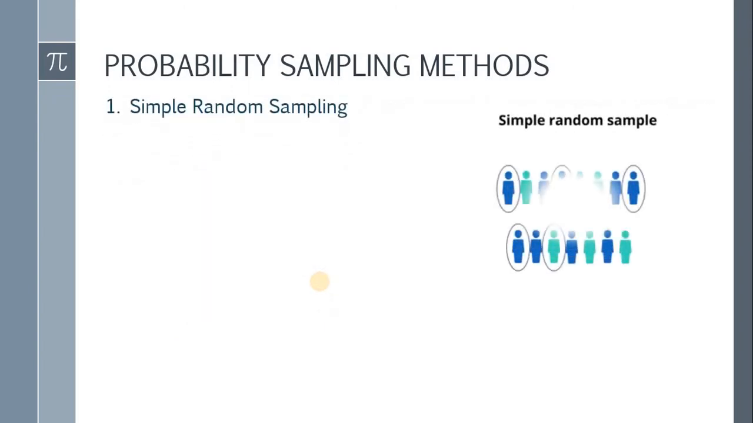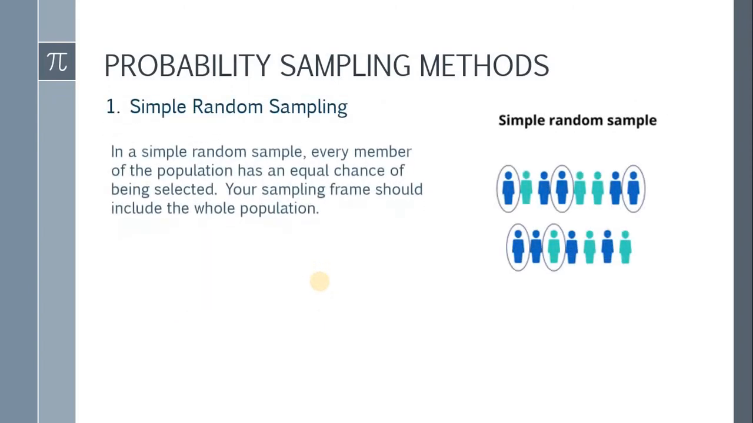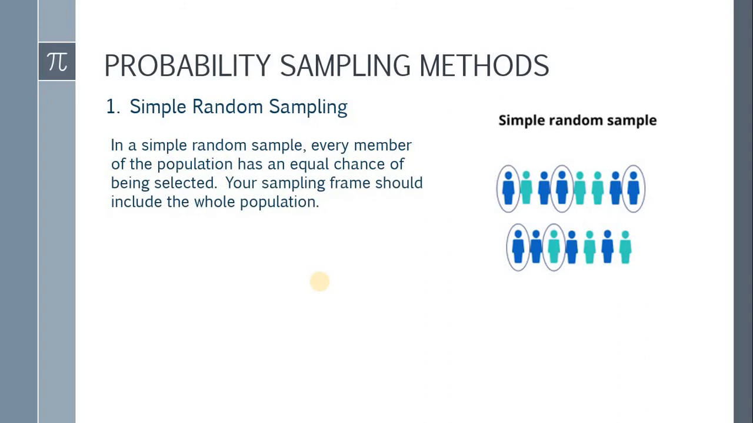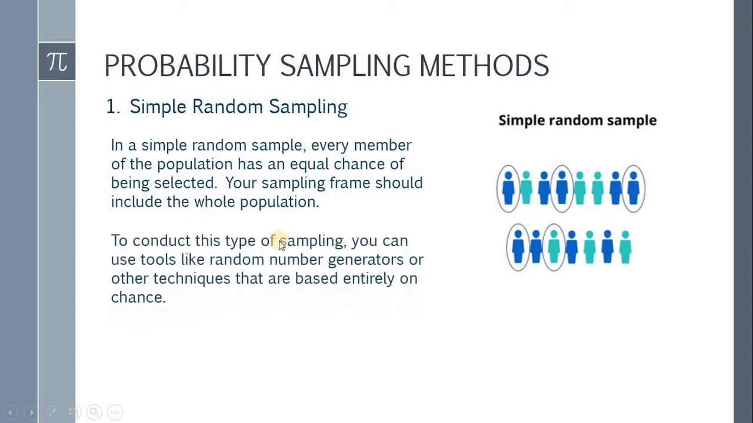Simple random sampling. So, paano ba ginagawa tong simple random sampling? In a simple random sample, every member of a population has an equal chance of being selected. Your sampling frame should include the whole population. So, to conduct this type of sampling, you can use tools like random numbers generator or other techniques that are based entirely on chances. So, ito yung mga example.